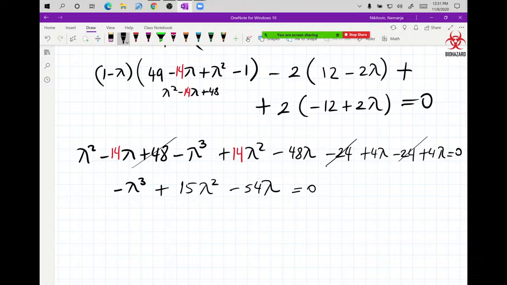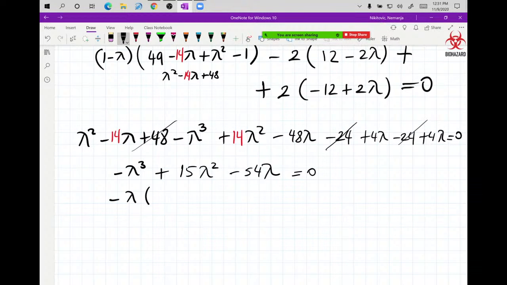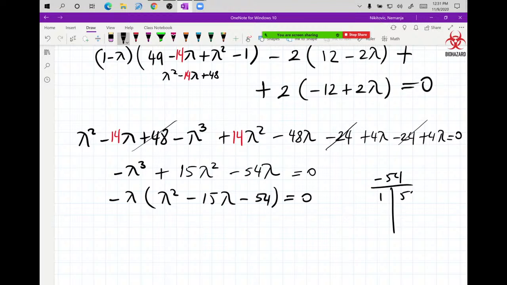Let's see. Kick out negative lambda. That's going to be lambda squared minus 15 lambda minus 54 equal to 0. Now, factors of 54. It's 1 and 54, 2 and 27. What happened? Is it plus 54 because you took out the negative? We should end the class if I can't keep any of these things straight anymore. Thank you. 3 goes in 18, 6 and 9. Oh, that makes 15. Okay, cool.